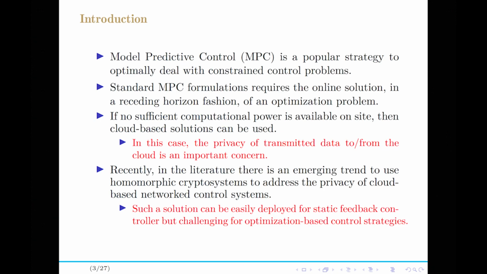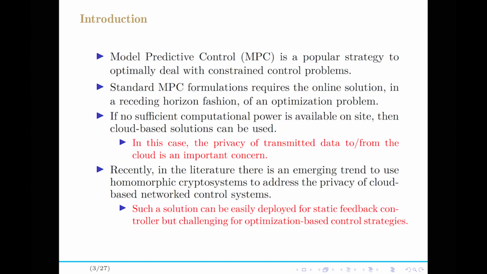As you know, model predictive control is one of the popular control strategies to deal with constrained control problems. Standard MPC is based on solving an optimization problem in a receding horizon fashion. But sometimes there is not enough computational power to solve this optimization problem on the plant. So in this case, we can use cloud servers to solve this optimization problem. In this case, privacy of the information transmitted to the cloud is an important concern for us.